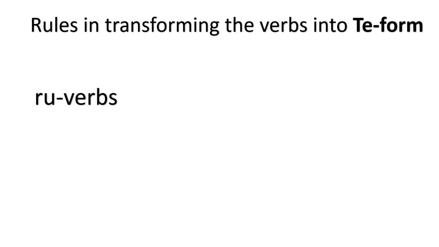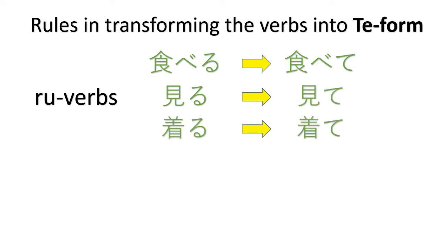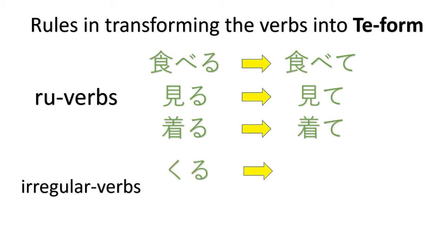For root verbs, it is easy. So taberu becomes tabete. We just drop ru and change it with te. Miru becomes mite. Kiru becomes kite. That's how simple that is for root verbs. And for irregular verbs, kuru becomes kite, and suru becomes shite. These are the rules in transforming verbs into te form.